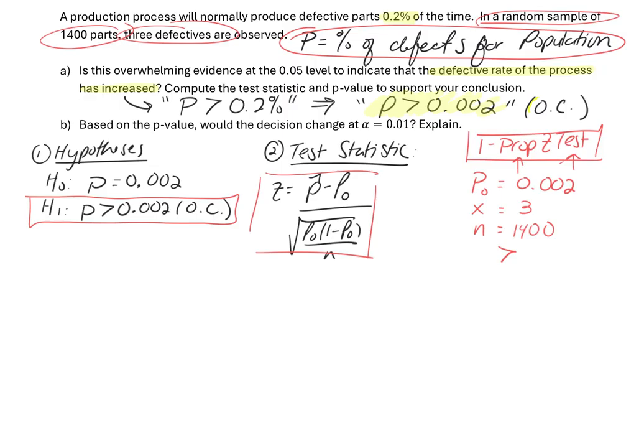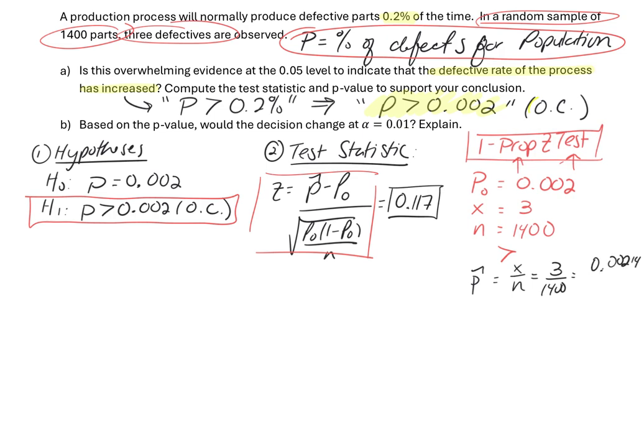When you do that, the calculator will give you your test statistic. So it will say that Z is equal to 0.117. So that is your test statistic for your sample proportion value. Now, the calculator will also give you your sample proportion value, which is X over N. So 3 divided by 1,400 gives us a sample proportion of, what is that number?